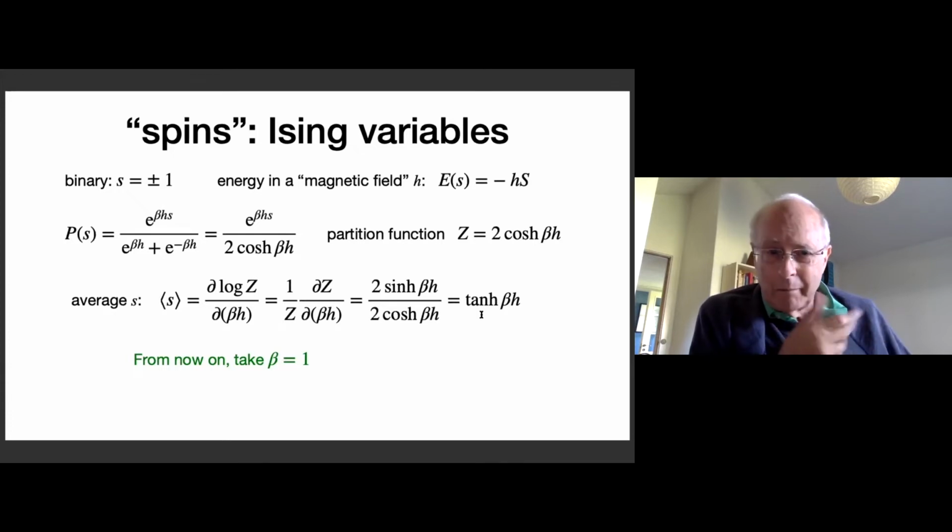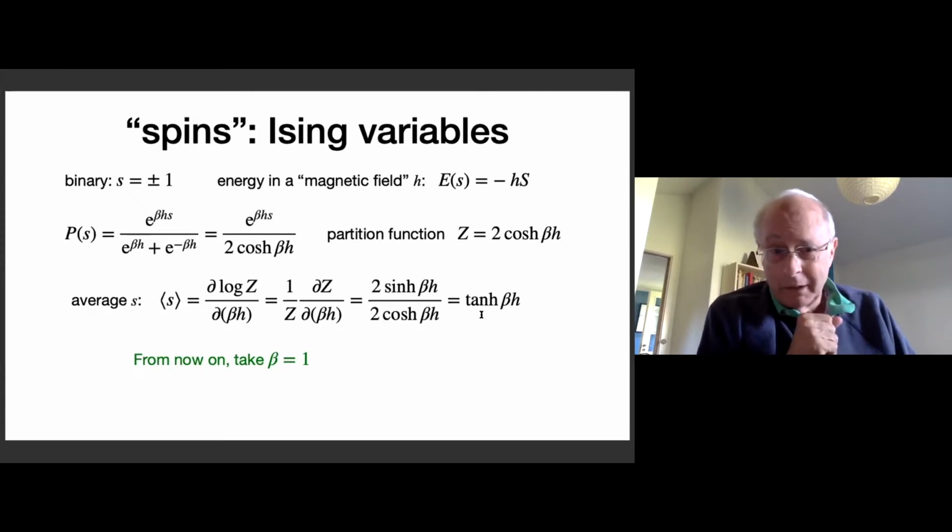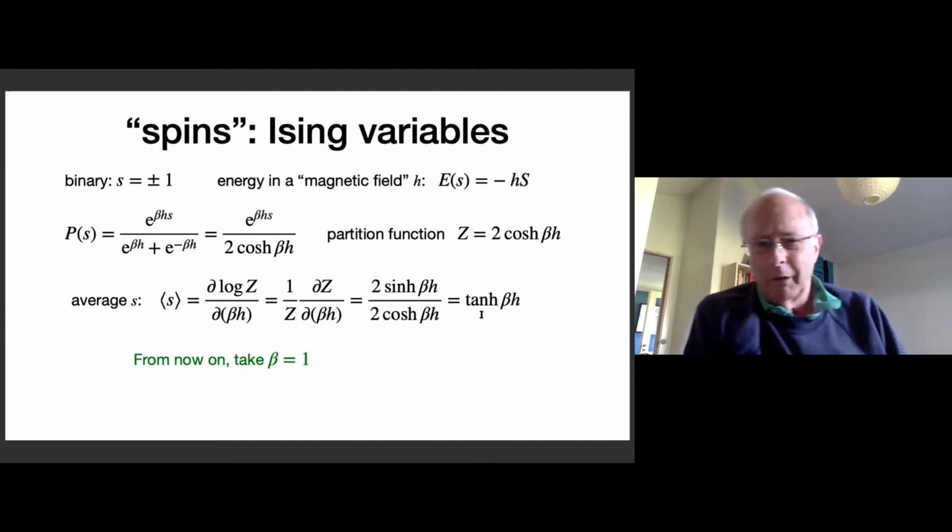Now, from now on, I'm going to take beta equal to 1 because it always occurs multiplied by these other parameters. So you could say really beta means beta H. H means beta H.